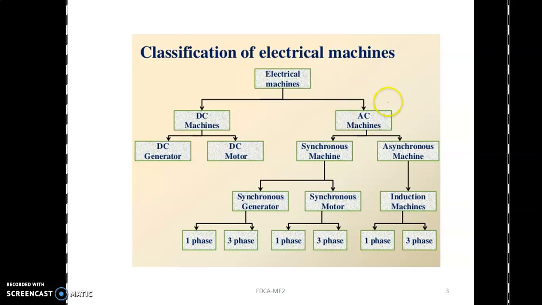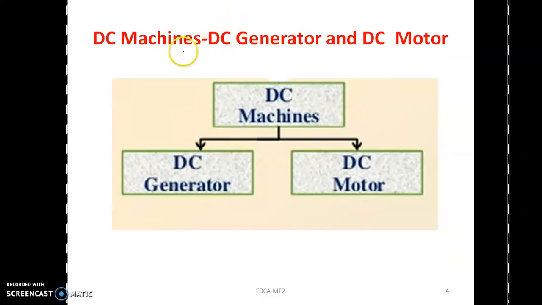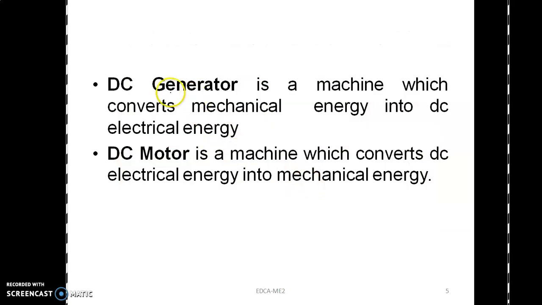For these AC machines, we are going to study the synchronous and asynchronous machines in our 4th and 5th modules. In the first module we are going to study the DC generator. In the second module we are going to study the DC motor, and in the third module we are going to study transformers. Then AC machines are there. The last module covers the controllers for automation. So this is the classification of DC machines: what a DC generator is and what a DC motor is.